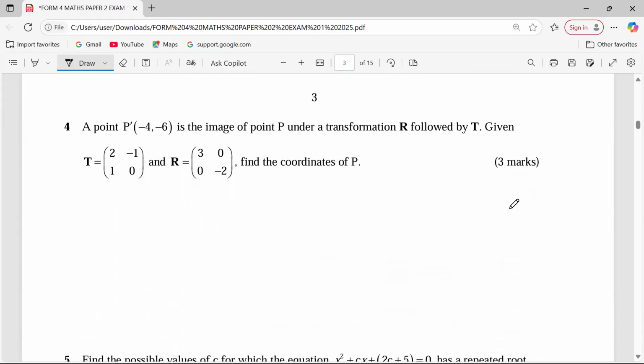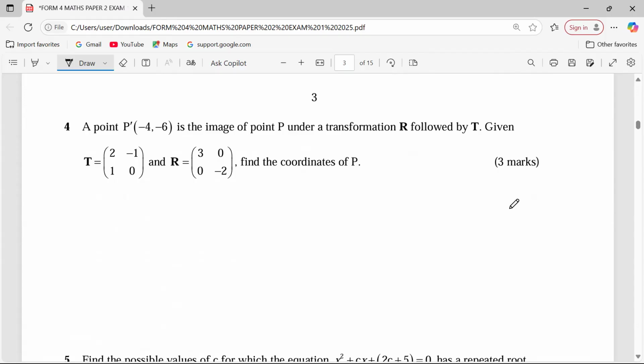Let's get to number 4 now. We are told that a point, P prime, which is -4, -6, is the image of P under a transformation R followed by T.